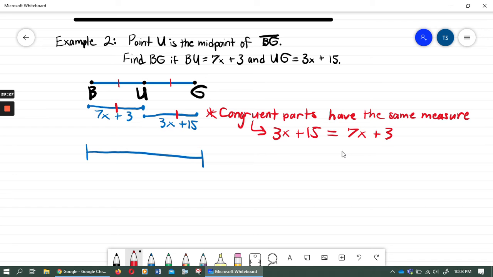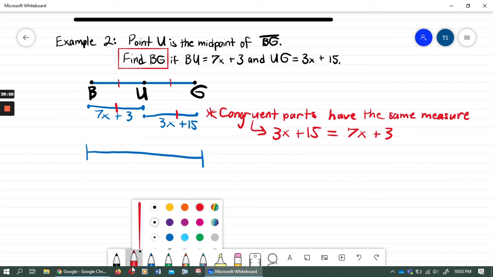Now guys, we're going to solve for x here, but remember what we were asked to find. Remember what our final goal is and what they're asking us to actually find. We're going to have to solve for x in order for us to find the length of segment BG. Okay, let's solve for x.